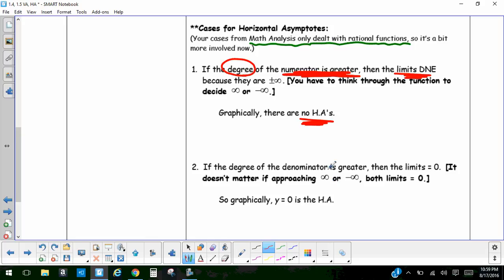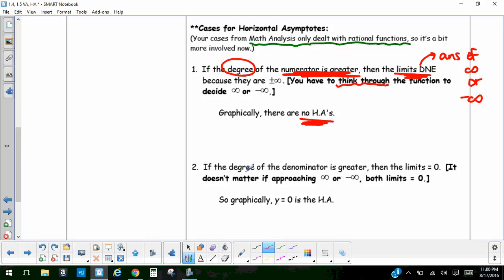Okay? But if the limits do not exist, that means that you could have an answer of infinity or negative infinity. And so then it tells you you've actually got to think through now which one it's going to be.